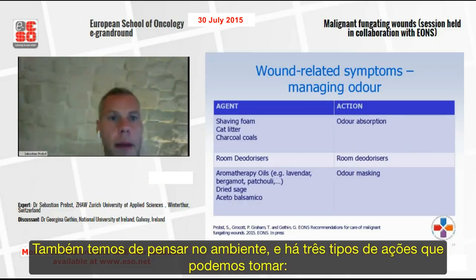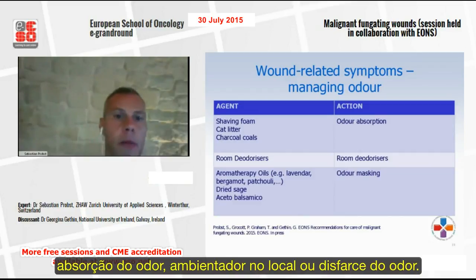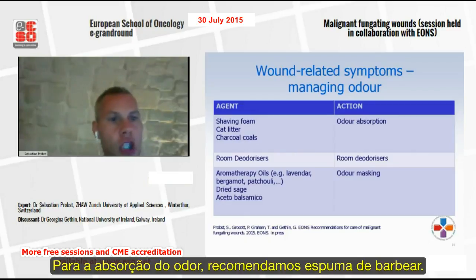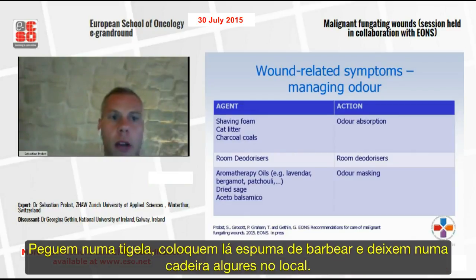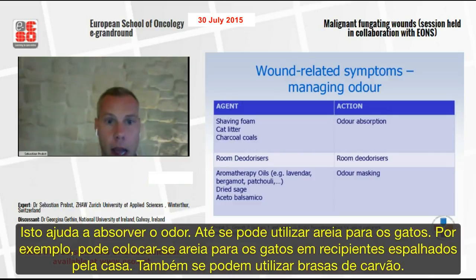Further, we have to think about the environment, and there we have three different kinds of actions we can take. That means we can do either odor absorption, room deodorizers, or odor masking. For odor absorption, we can recommend shaving foam. So you take a bowl, put shaving foam in there, and put it on a chair or somewhere in the room and leave it there, and this helps to absorb the odor.